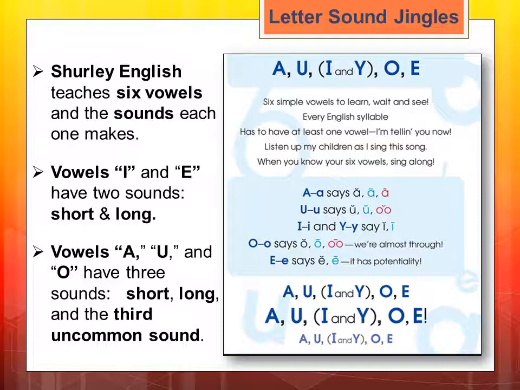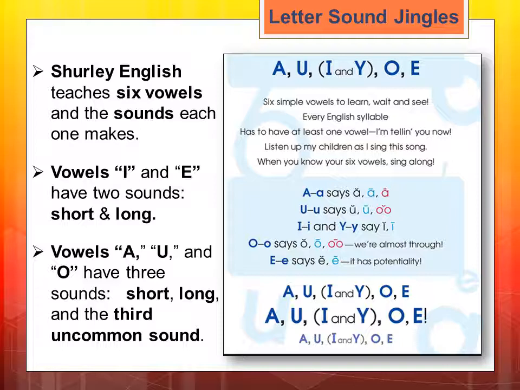A, U, I, and Y, O, E. 6 simple vowels to learn, wait and see. Every English syllable has to have at least one vowel, I'm telling you now. Listen up, my children, as I sing this song. When you know your 6 vowels, sing along. A says A, U says U, I and Y say I, O says O, we're almost through. E says E, it has potentiality. A, U, I, and Y, O, E.